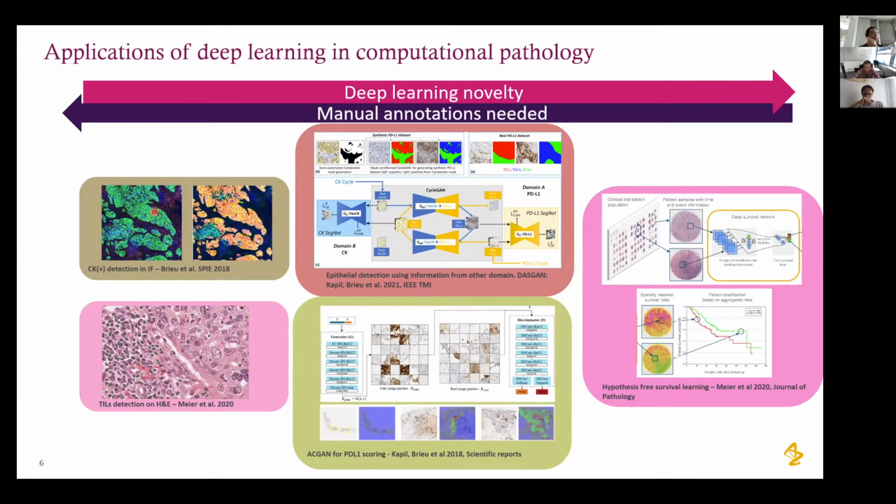So I just collected some applications which we have in AstraZeneca, which go from left to right in terms of deep learning novelty. On the left-hand side, there are some applications which are fully supervised learning. So you have, for example, cytokeratin detection, which is a simple method. Also here, I don't know if it is visible, you have these dots, these TILs, tumor infiltrating lymphocytes, being detected on H&E images, and both are examples of fully supervised learning.